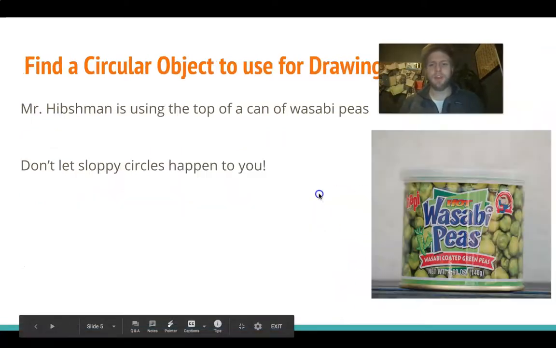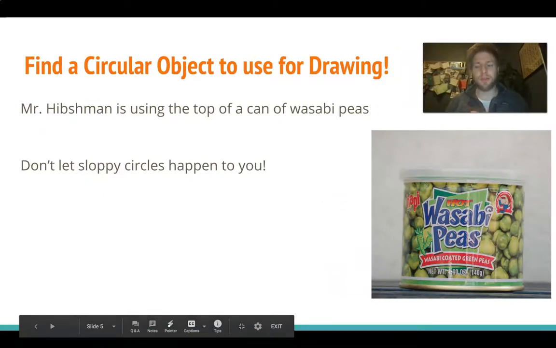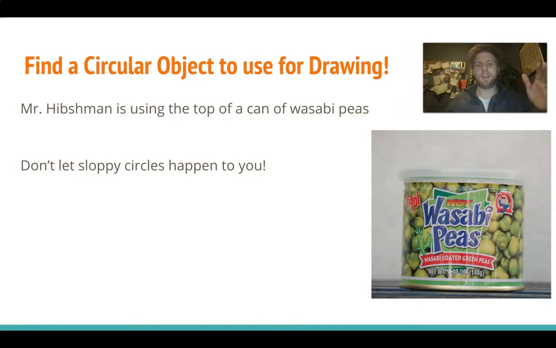Kind of wild. And then, before we jump into notes, the last thing I need you to do is to grab something circular. We're going to be drawing lots of circles. Friends don't let friends draw sloppy circles, folks. So I'm going to be using the top of this wasabi peas can because I was just snacking on them before we started notes here. So grab something circular. We'll get started.